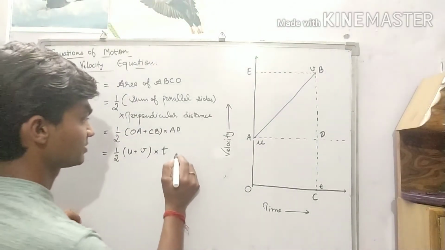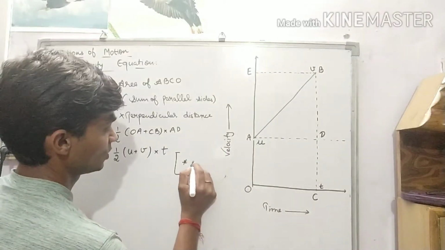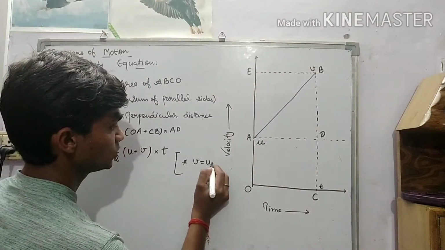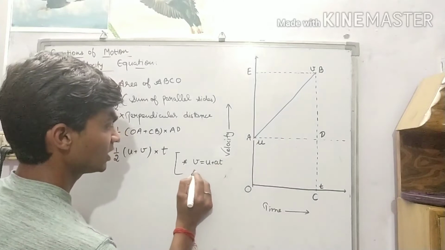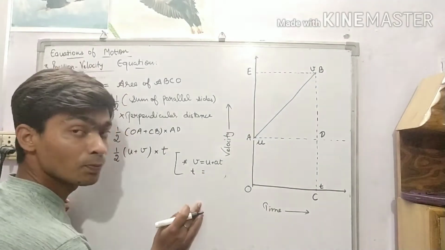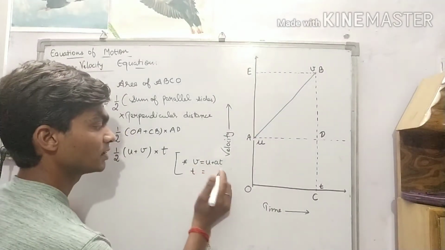Again, we will go for the equation first. What was that? V equals U plus AT. Can you tell me from here what T will be equal to? T will be equal to V minus U upon A.